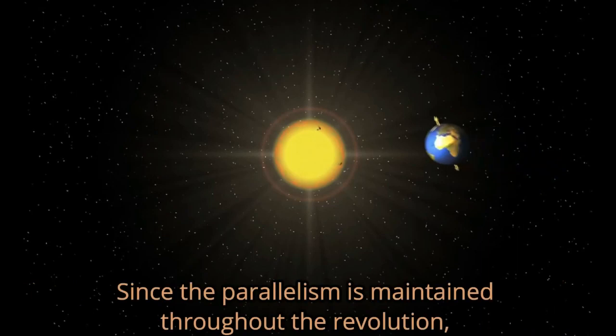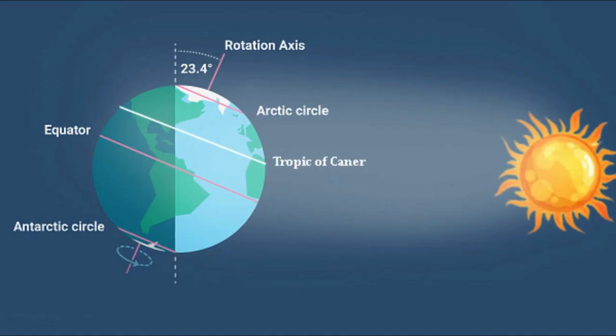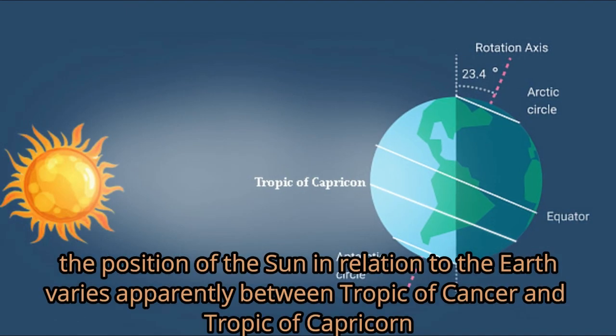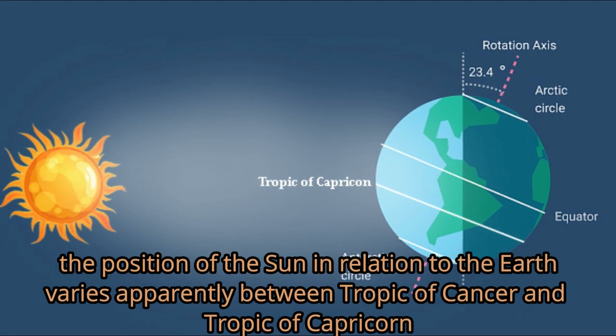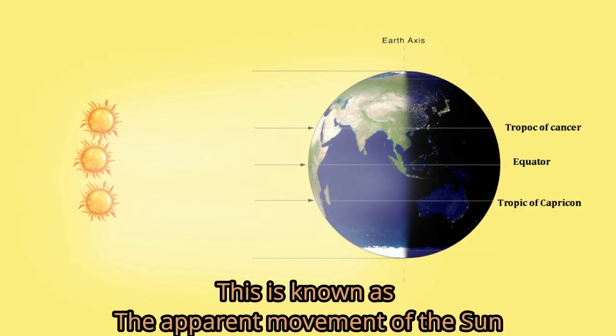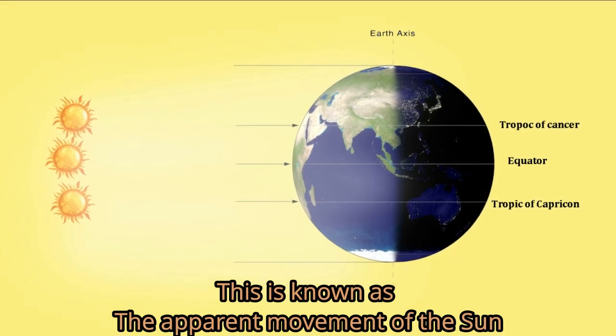Since the parallelism is maintained throughout the revolution, the position of the Sun in relation to the Earth varies apparently between the Tropic of Cancer and the Tropic of Capricorn, and it is known as the apparent movement of the Sun.